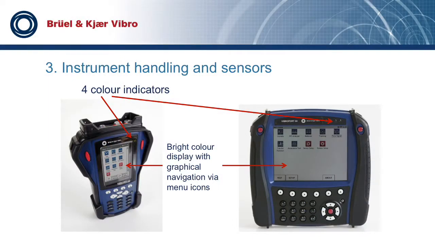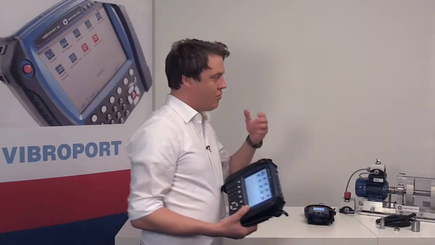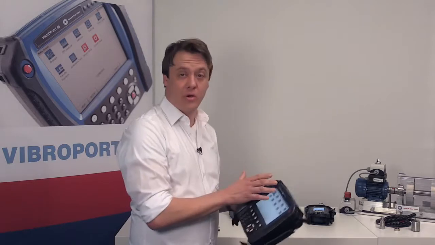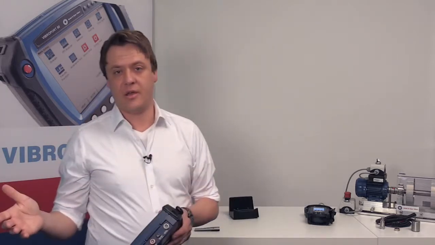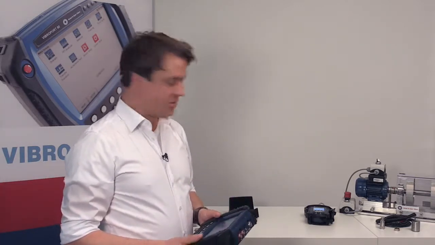The interface is given via icons on both instruments, and you can navigate through these icons. I will tell a little bit more about it later. However, if you are in a dark environment, you can change the brightness to a lower contrast. If you are in a very shiny environment, you can change it also to a higher contrast, and it is much better to read on the instrument.